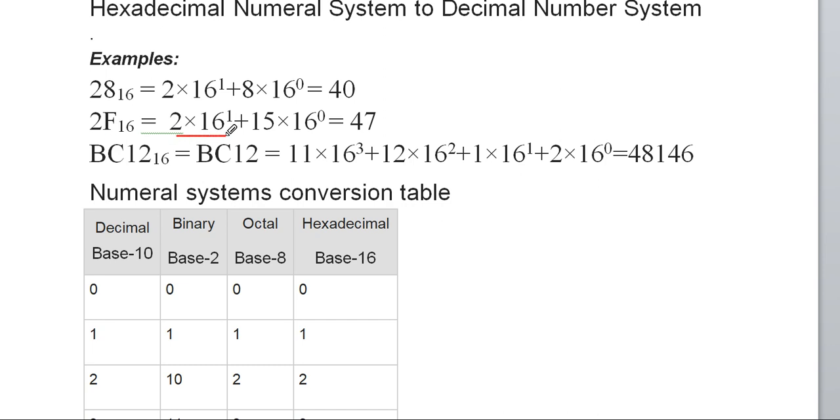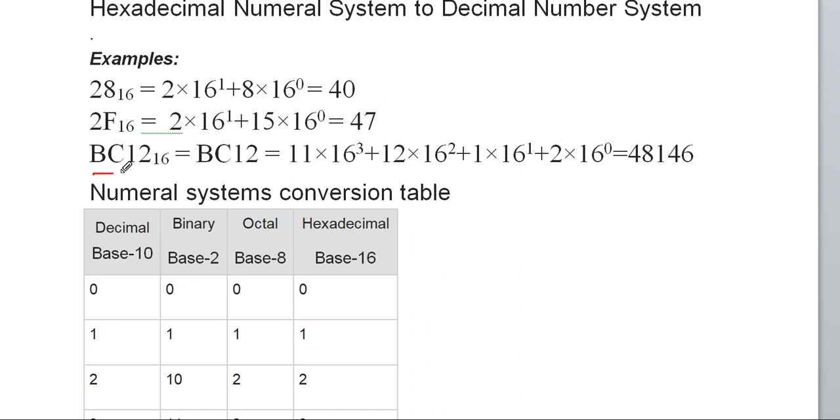So in the first step, 2 will be multiplied by 16 to the power 1. In the second step, 1 will be subtracted from 1, you will get the 0. So in the second step, F means 15. Here, in place of the F, you have to write the 15, and it will be multiplied by 16 to the power 0. So after the calculation you will get the result, which is 47.